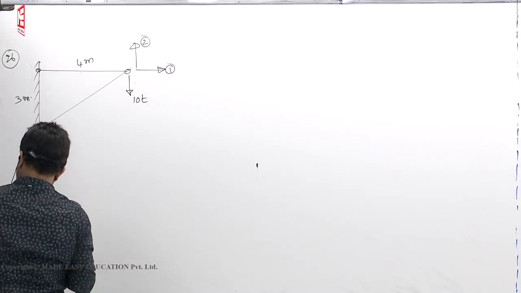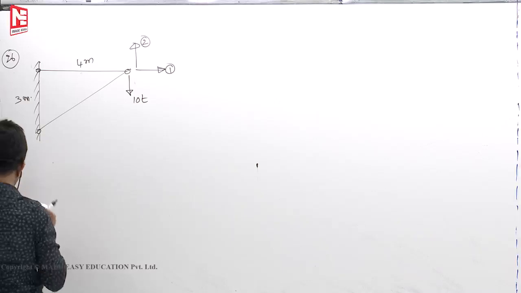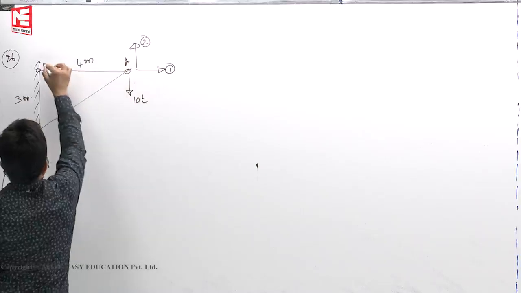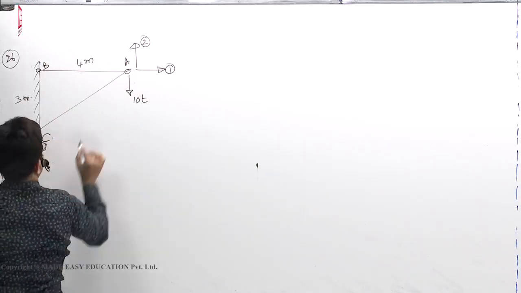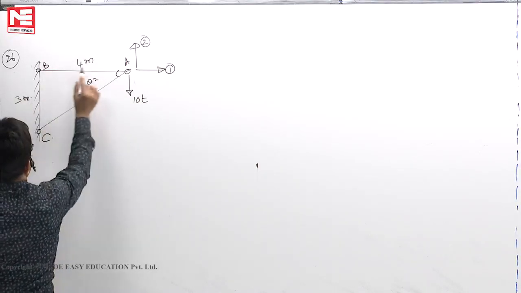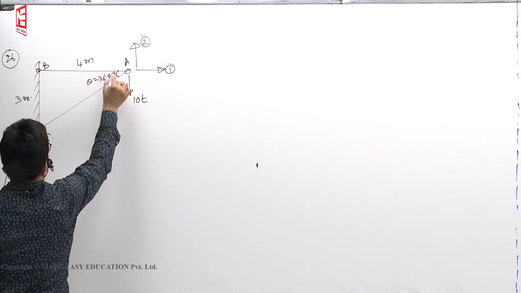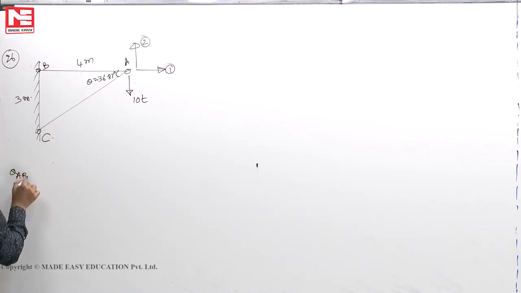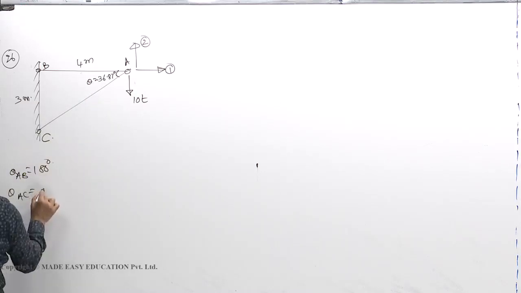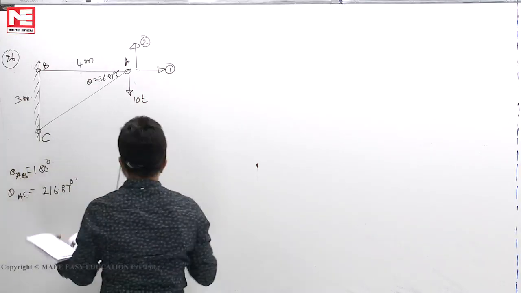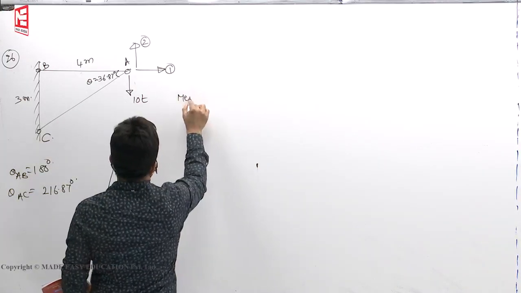Okay. That EI value we can substitute later. 100 and 200 mm square. This point is say A, B, C. Okay. This is say theta. Tan theta is 3 by 4. That means 36.87 degrees. Now theta AB you have to take it as 180 degrees. Theta AC 180 plus 36.87, 216.87 degrees.